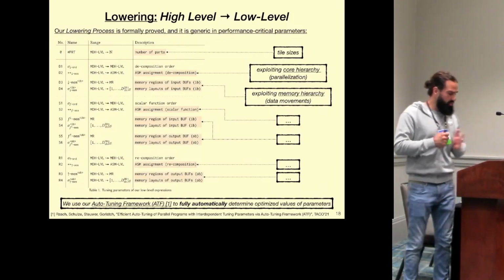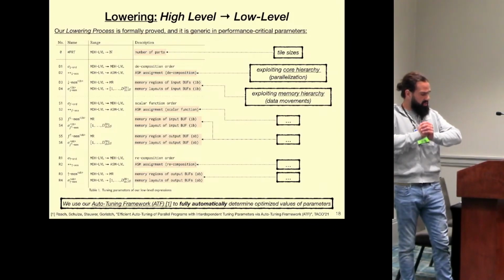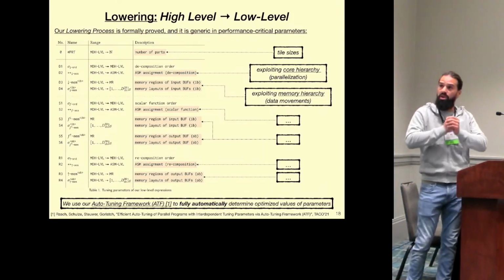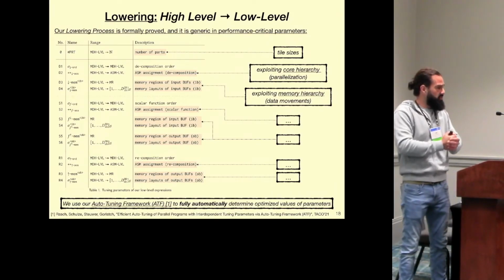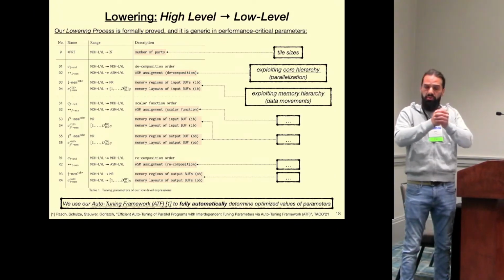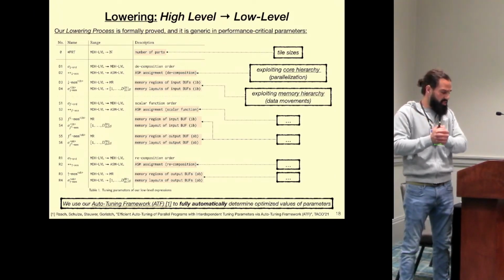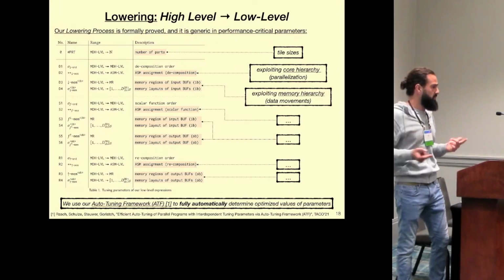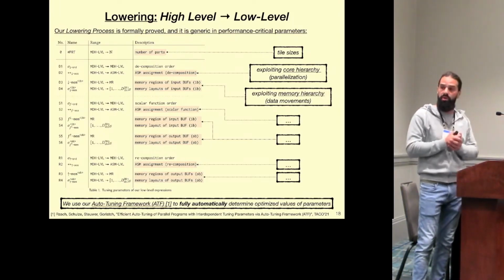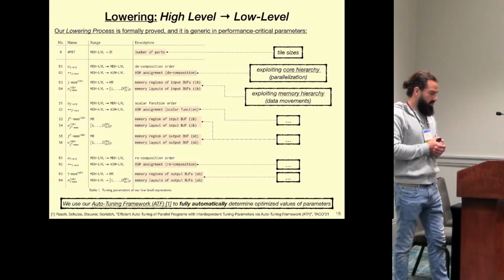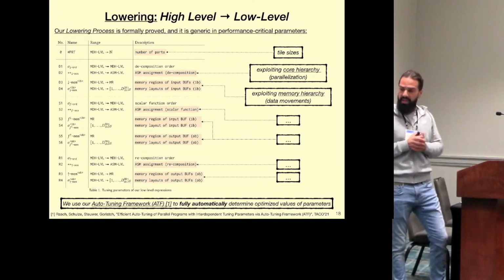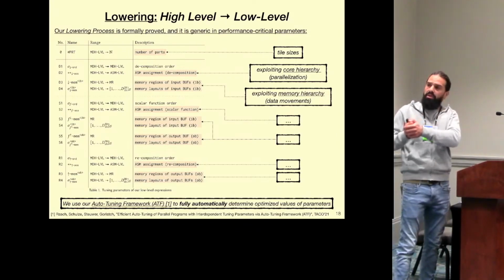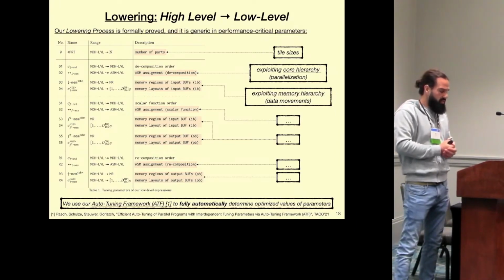Okay. And now just one quick slide regarding our lowering process. Our lowering process is fully formally defined and it's fully automatic. So we lower an instance of our high-level representation, as we have seen, for example, for matrix vector multiplication, fully automatically to an optimized instance of our low-level representation. For example, optimized for an NVIDIA GPU and maybe matrix and vector sizes as used in deep learning. And our lowering process is generic in performance-critical parameters, and we choose them fully automatically using our auto-tuning framework ATF, which we presented a couple of years ago at TACO. This parameterization allows us to make this process fully automatic.